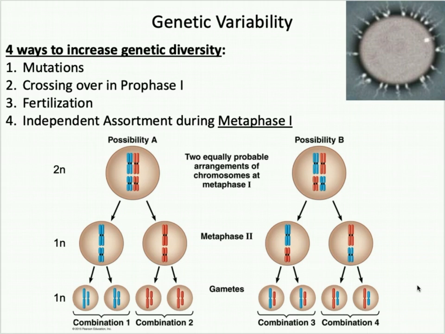Okay, so there are 4 ways to increase genetic variation, genetic diversity. One of the ways that we talked about is crossing over, that event in prophase 1. So that's how you get different siblings. No siblings will be exactly alike. And then the ultimate source of genetic diversity is mutations. So mutations are spontaneous changes in the nucleotide DNA sequence.